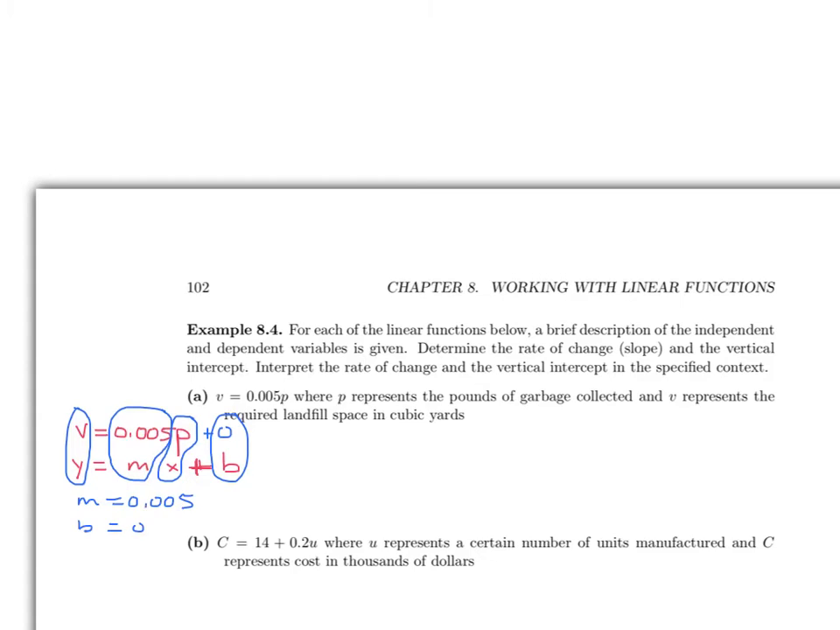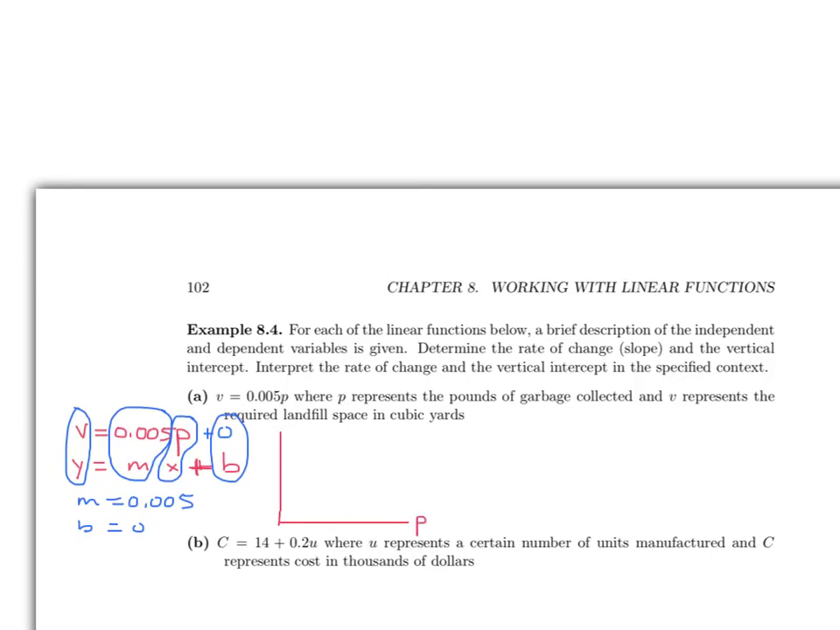So the last thing we're being asked to do is to interpret the rate of change and the vertical intercept in the context that's specified. One thing that you can do to help you interpret what numbers like these are telling you about a particular context, about a particular problem, is start by sketching a graph. So even though this problem doesn't ask us to sketch a graph, I think you'll find it easier to understand the meaning of these two numbers if you look at a graph first. So we'll make some axes.